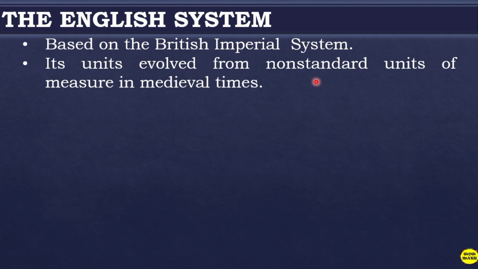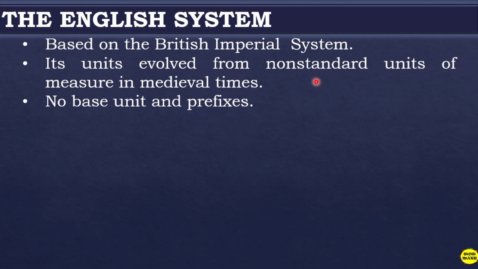Okay? Kaya nagagamit pa rin natin hanggang ngayon yung foot, yung inch, yung yard, na kung saan nakuha natin sa kanila. Okay? So, the English system also has no base unit and prefixes. Hindi siya kagaya ng metric system. Kung napanood nyo yung video tutorial natin about the metric system, there are base units for length, weight, and capacity, and also there are prefixes. Kaya mas madaling mag-convert ng metric system compared to English system.